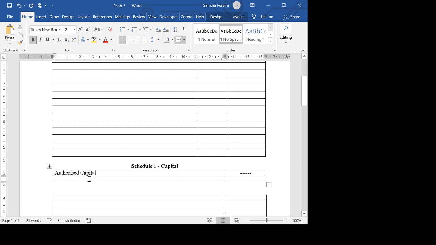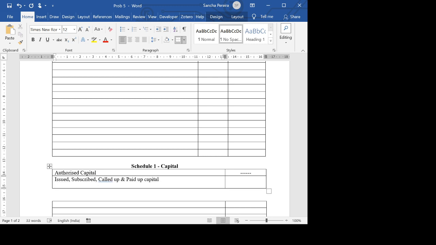Next we have only issued capital. We only know the issued, subscribed, called up and paid up capital, so that's how I am going to write it. And they have directly given us how much it is. They've said it is 29 lakhs 70,000 shares.